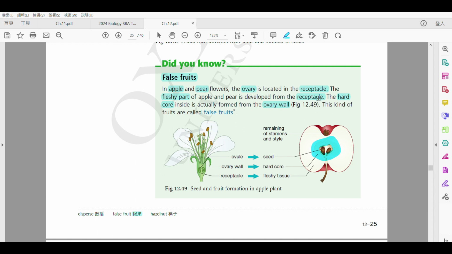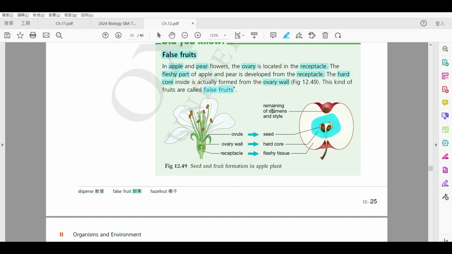So that is to say, if the fleshy part develops from the receptacle, but not from the ovary, we call this type of fruit a false fruit. We can look a bit more. The ovule will similarly become the seed, the same as before. But the ovary wall does not become the fruit wall this time; it becomes the hard core. The receptacle becomes fleshy tissue.